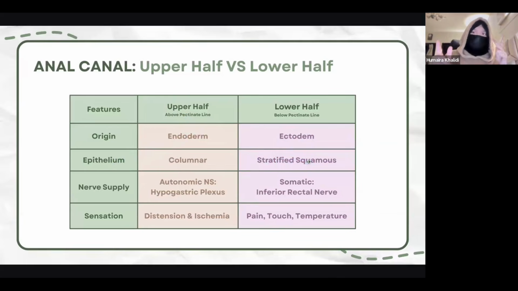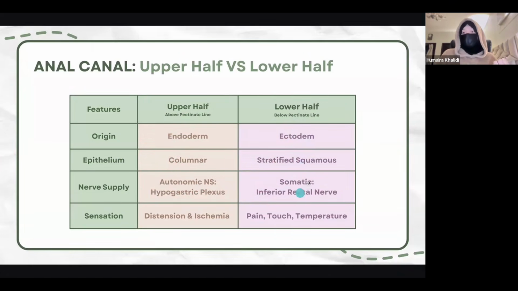Stratified squamous, guys. If you guys know, stratified squamous is when you feel things. So you have stratified squamous to feel things. So this is also something that you want to keep in mind, because the upper half is supplied by the autonomic nervous system, which means it's not in our control.